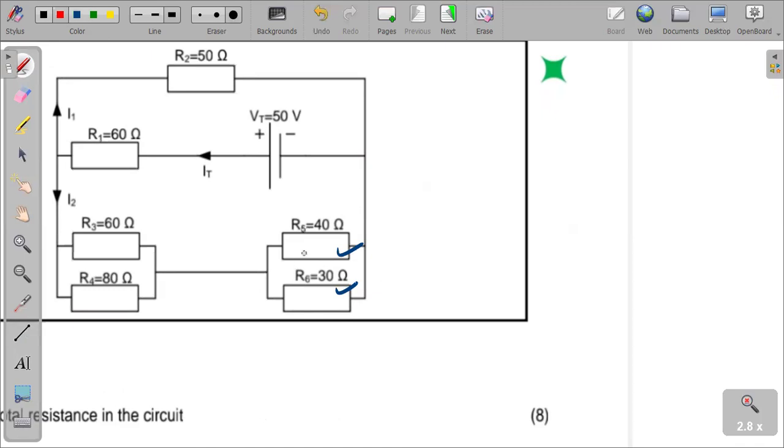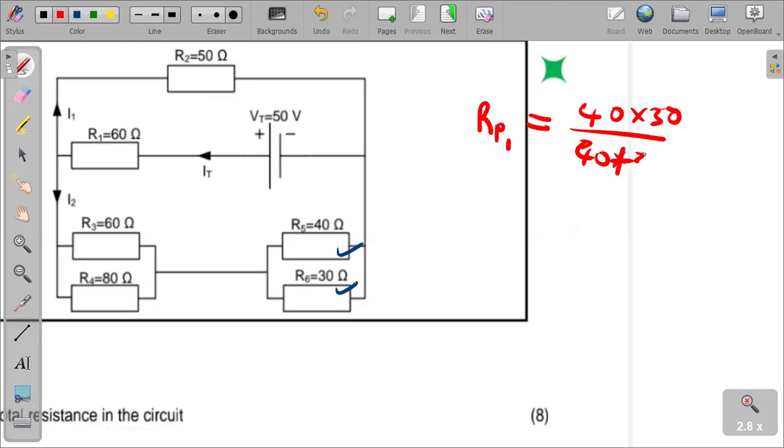So this combination here, the 40 and the 30, they're in parallel. I will call it RP1. It doesn't matter actually, it could be RP2 or RP3. We are saying let it be the first parallel combination we have. Okay, so how do we calculate? For two resistors, we can use the formula product over sum. If we are not familiar with this formula, we can actually use product over sum.